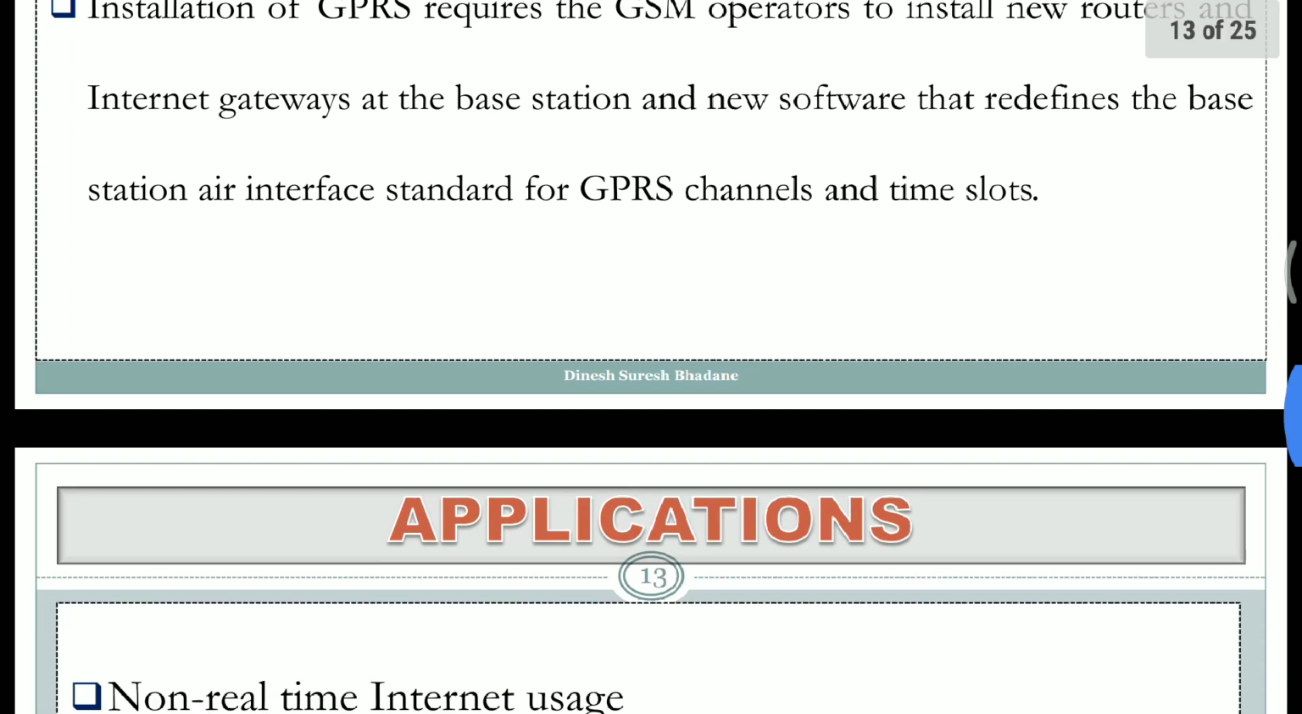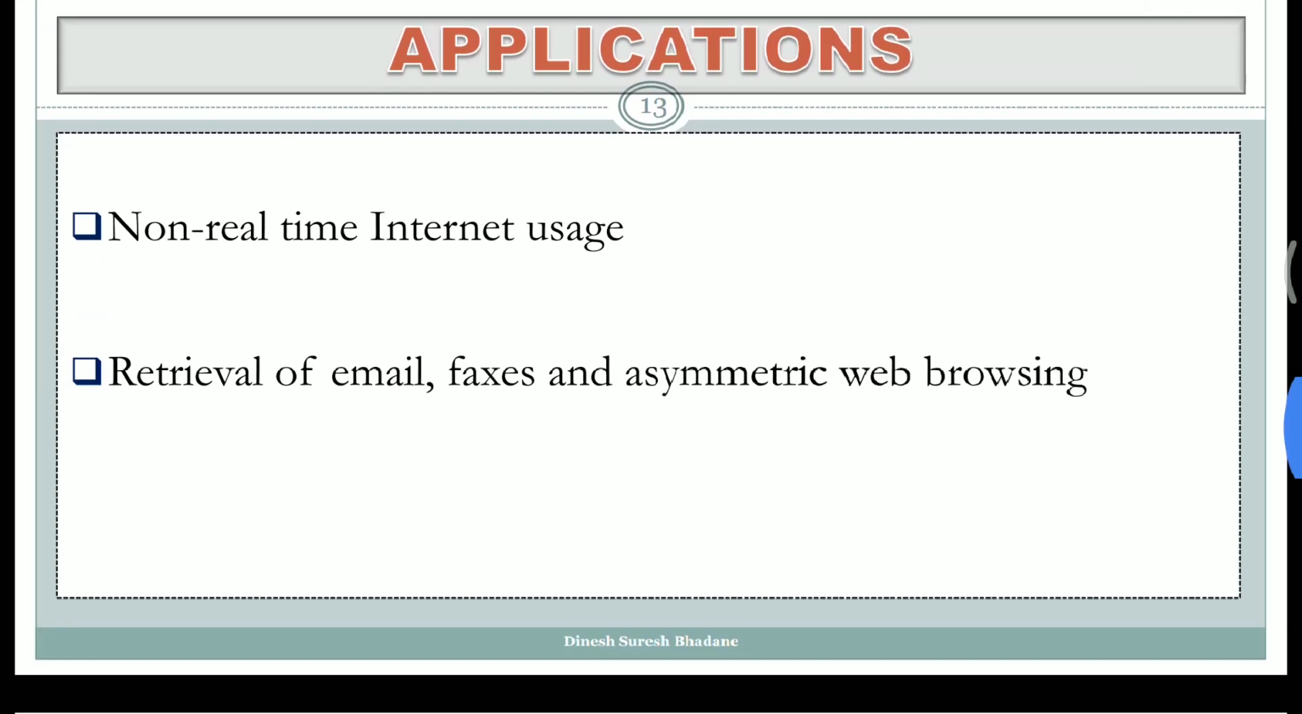The applications of GPRS are in the non-real-time internet usage and in the retrieval of email, faxes, and asymmetric web browsing.